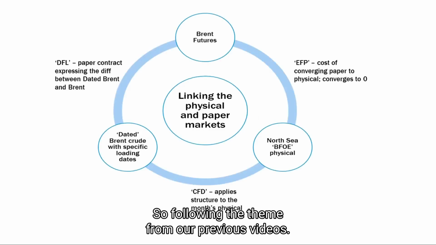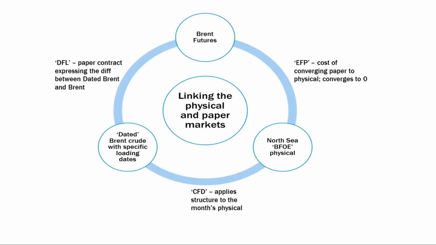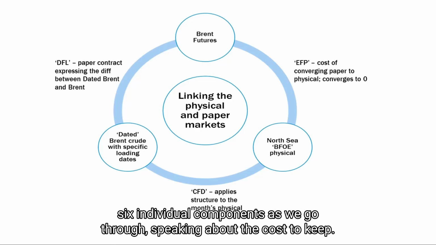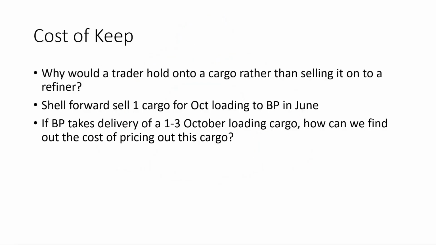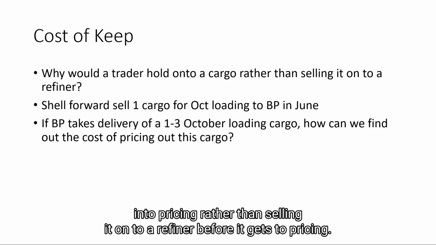So following the theme from our previous videos, I'm still going to be speaking about these 6 individual components as we go through speaking about the cost of keep. So I'm going to use an example on why a trader would hold a cargo into pricing rather than selling it on to a refiner before it gets to pricing.